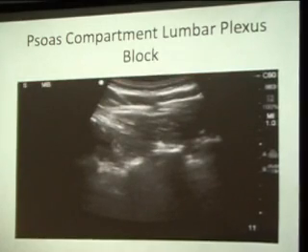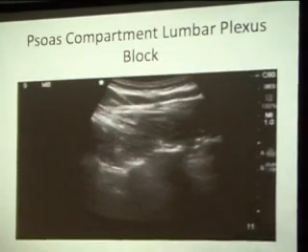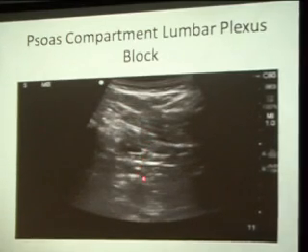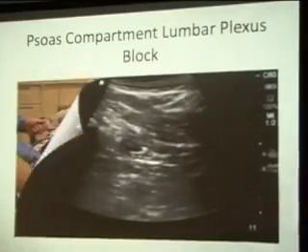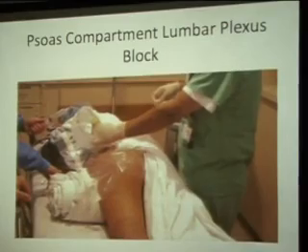As we advance our needle, this is an out of plane technique, so all you're going to see is tissue movement. You won't really be able to see the shaft of the needle. The needle is brought right into the lumbar plexus, and then we turn on a nerve stimulator. What we're looking for is a quadriceps twitch.